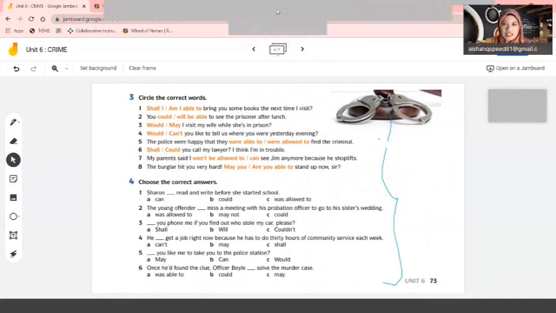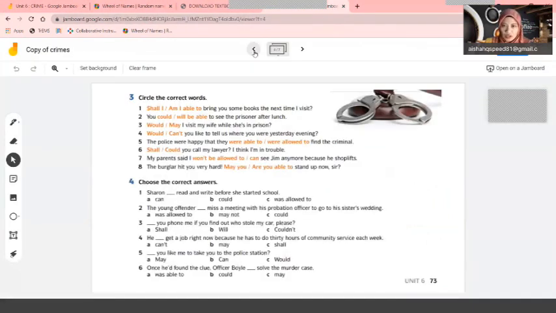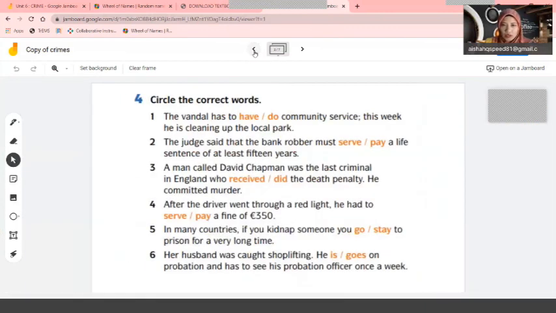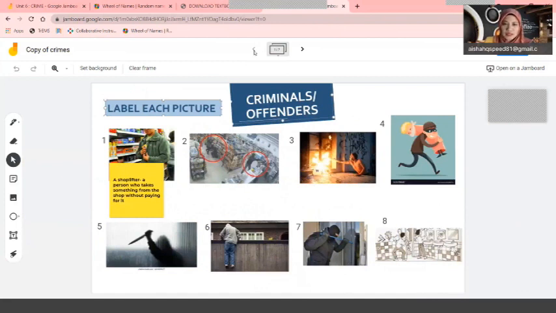So basically, that's what I did for my lesson, and I would like to share with you this copy of these slides on Jamboard, because this is not done yet. So if you haven't worked on this exercise or this part of the lesson, you can use it.